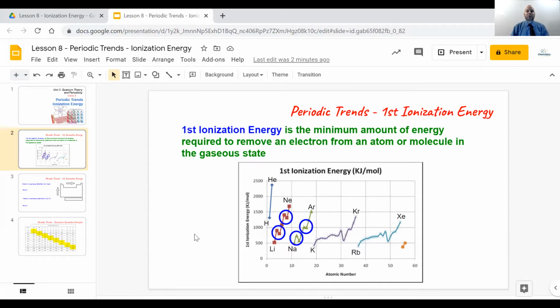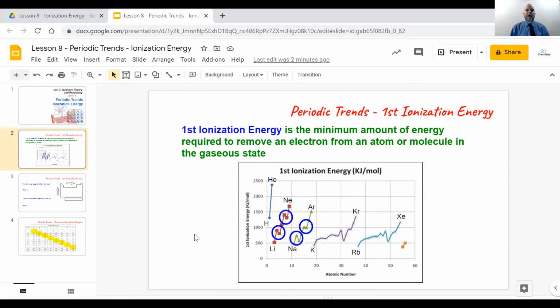We see a similar anomaly when we get to the 5th and 6th elements. The 5th element in the second period is nitrogen. The amount of energy required to remove an electron from nitrogen is slightly higher than the amount of energy required to remove an electron from oxygen. This is because nitrogen has a half-filled 2p sublevel, and oxygen has a partially filled sublevel with 4 electrons in it. The partially filled orbital slightly destabilizes that and allows for an electron to be removed more easily.